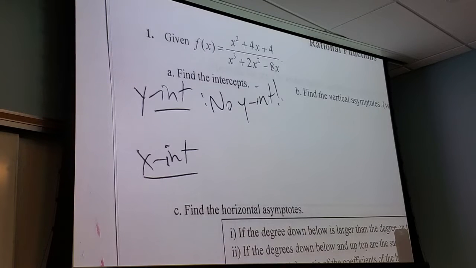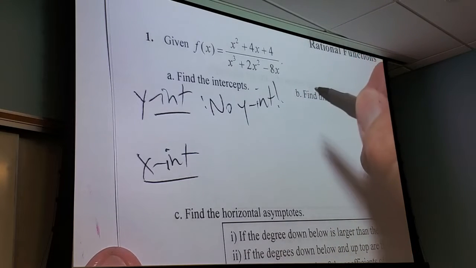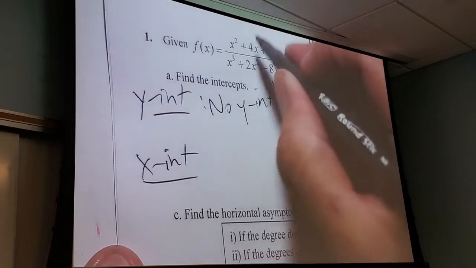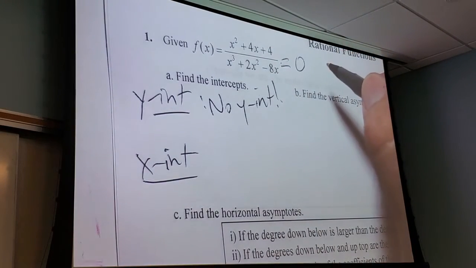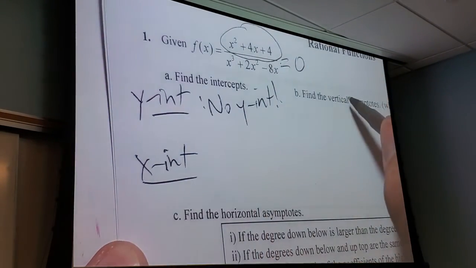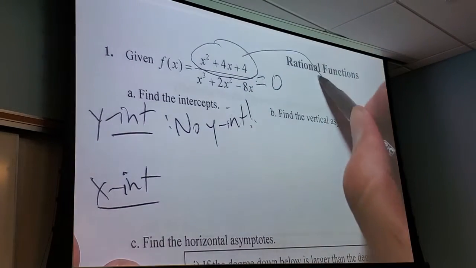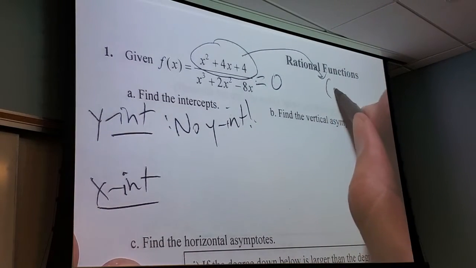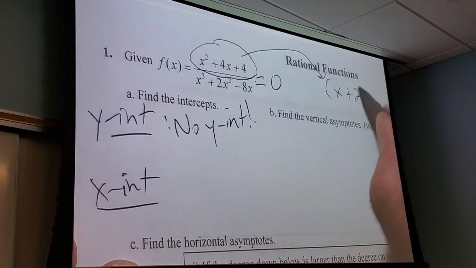All right, so what do you have to look at to get the x-intercepts? Does it make sense? The x-intercepts happen when the whole thing is 0, right? The only way a fraction can be 0 is if the top is 0. And how do you figure out when the top is 0? What do you do with the top? Factor it. So what do you get when you factor this? Yeah, x plus 2 times x plus 2. Okay.